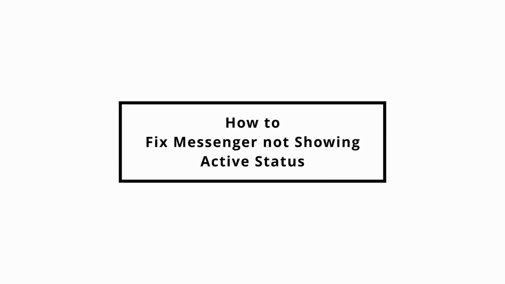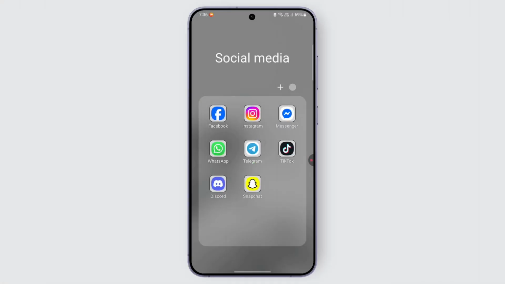If your Messenger's status is not being shown, then you are looking for steps to fix it. Today we are going to guide you through exactly the process. So let's just get started. First thing, we need to go ahead and find the active status.